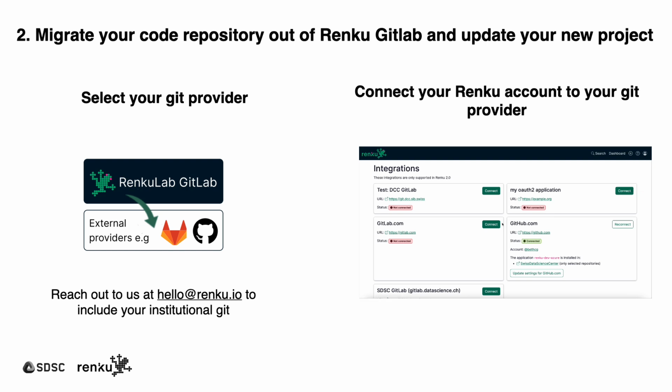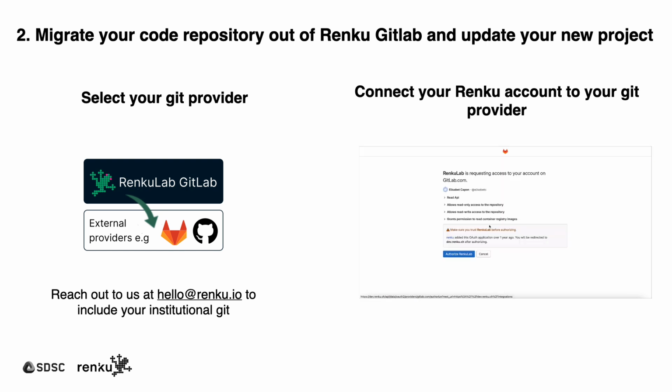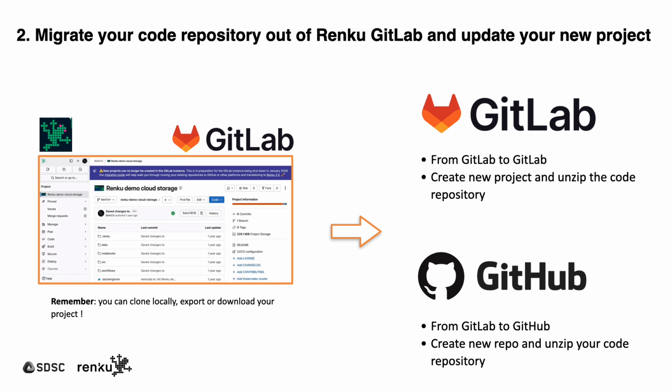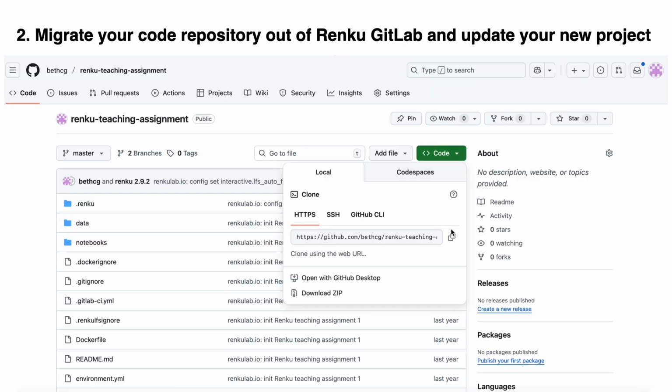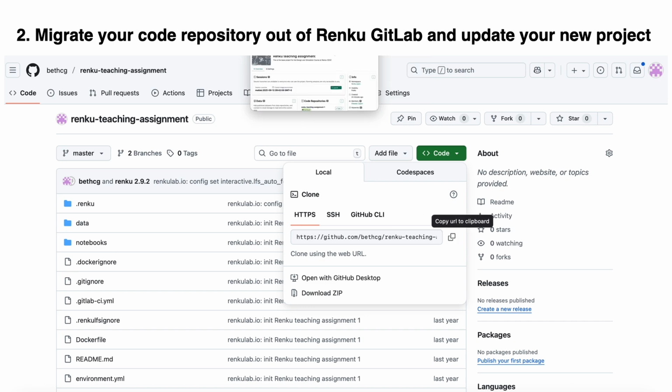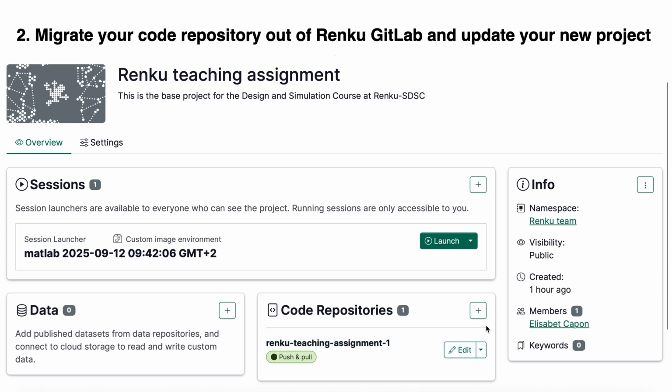In the integration section, provide your credentials to connect your Renku account to your Git instance. Bringing your code from Renku Lab GitLab to your selected Git repository is quite straightforward. You can check the general guidelines to migrate projects from GitLab to other GitLab instances, or from GitLab to GitHub. We provide some references for you in the comments of the video, and some links for example processes.